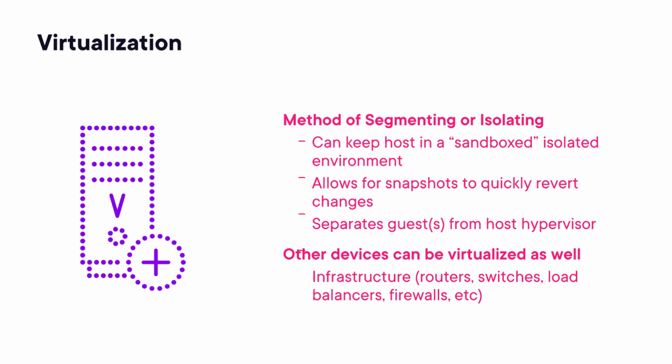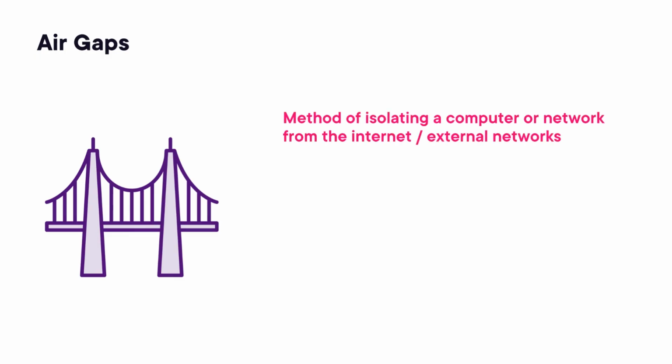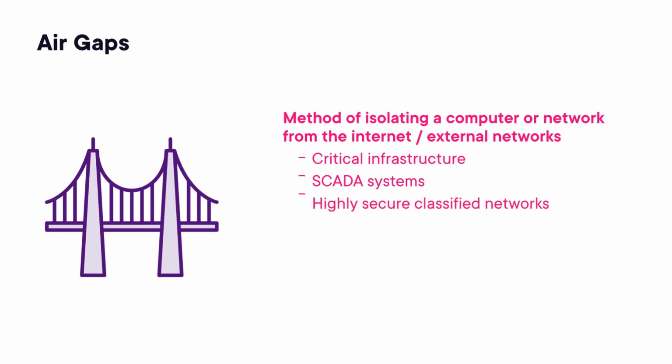And then we have the concept of air gap. An air gap is the method of isolating a computer or a network from the internet and also from external networks. These are typically seen in instances where you have critical infrastructure like SCADA systems, where they operate critical infrastructure, nuclear facilities, and so forth, and also highly secure classified networks as well.